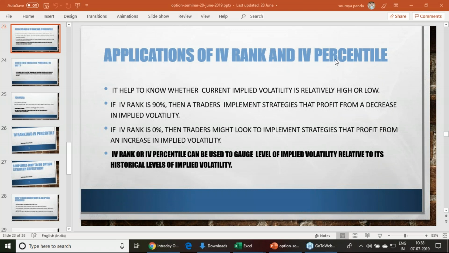Anything you can use, Rajesh. You can use IV rank or IV percentile. Anything you want, you can use. Both have the same accuracy level. Any one you can use. If you are able to find out the IV rank, then you can just use it.